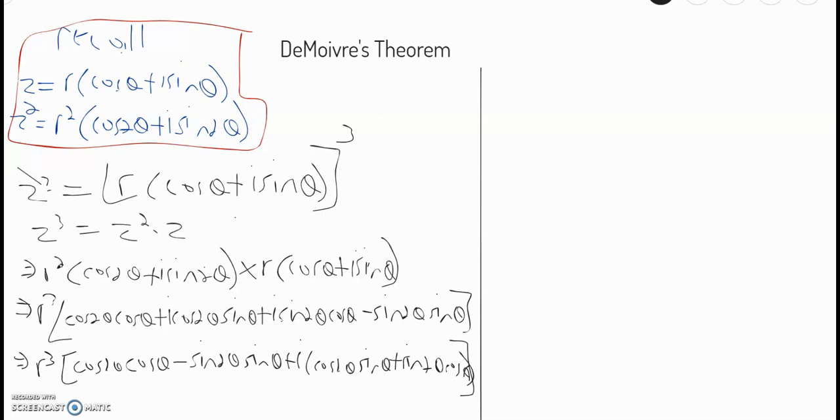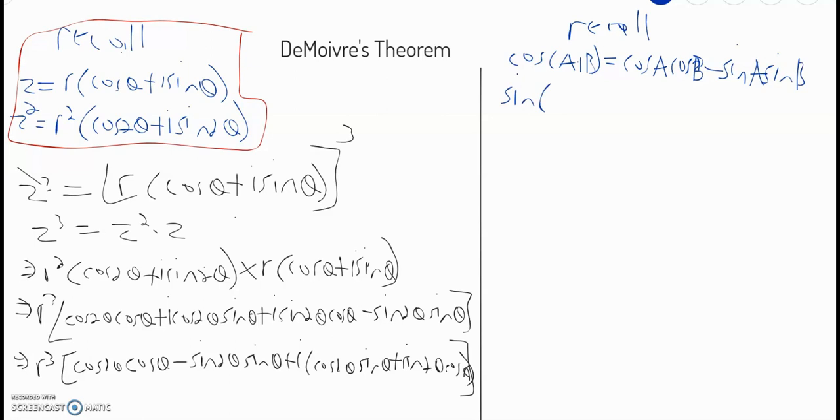Now, what can I get out of this? What I'm seeing here is compound angle formulas. And the compound angle formula, so let me just say here, recall that cos of A plus B is equal to cosine A cosine B minus sine A sine B. And if we have the sine of A plus B, this is going to be sine A cosine B plus sine B cosine A. How is this applicable?